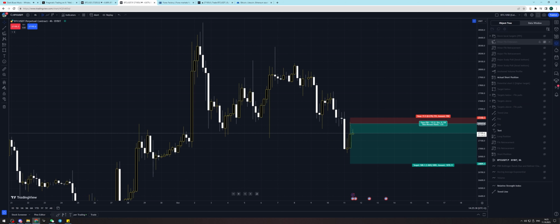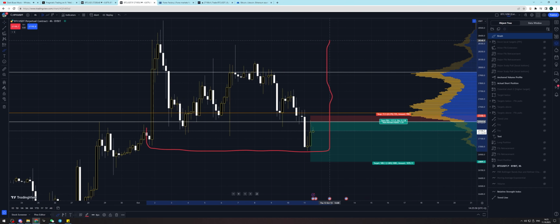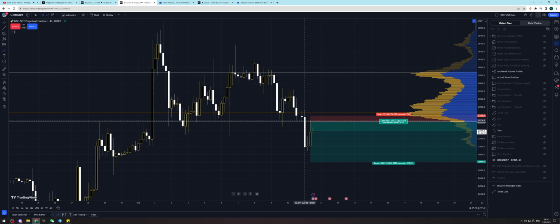What do we have here? First, we have the minor. Let's start with the major scalp pools, or even better, let's start from the anchored volume profile. This is the volume profile of this range here that we've been in for a while, right? And what can we see? We see that we have used its value area low as support and we lost it last night.